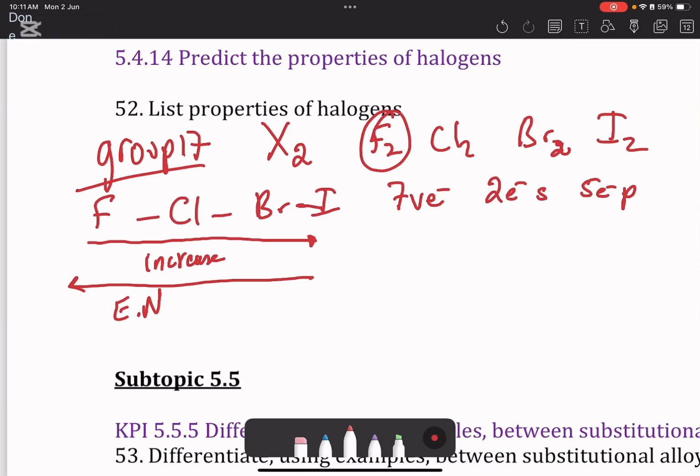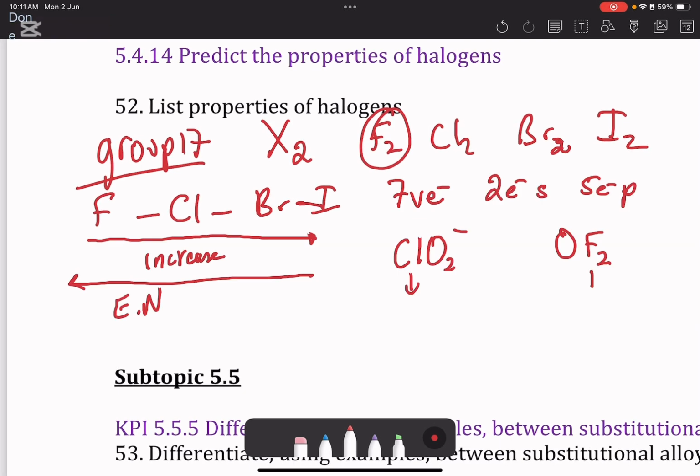When they combine with metals, they form ionic compounds, and they can also combine with non-metals, like for example, ClO2 minus. So Cl is combining with a non-metal. In this case, the oxidation number of Cl is not -1. Whereas F, whenever it combines with non-metals, is always -1 without any exception. In this case here, O is +2. Here Cl is not -1, it is +3.